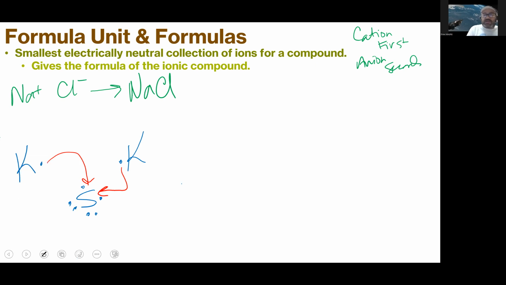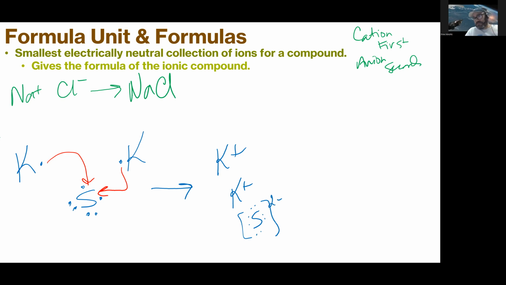Then we're going to have a K+, a K+, and an S2-. Not too terrible. But because we have 2 potassiums and 1 sulfur, our formula unit for this is going to be K2S.